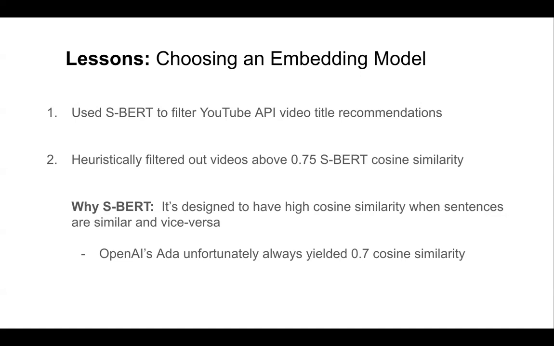So in my case, SentenceBERT is optimized to have really high cosine similarity when two video titles or sentences are semantically similar, and very low cosine similarity if they are not. It's like operating on that extreme scale. And when I was querying OpenAI Ada, if I put together two random things, it still had 0.7 cosine similarity. So I was not seeing that it was working for my particular use case.